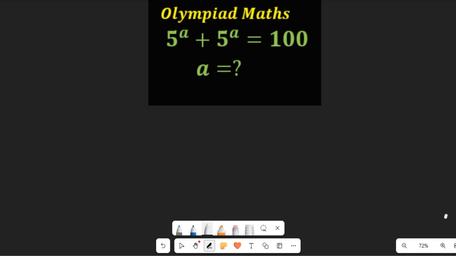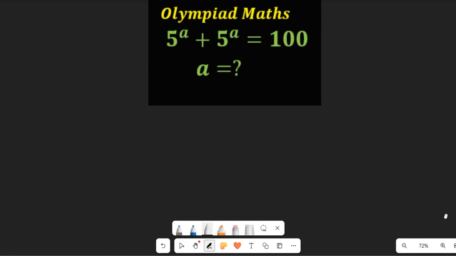Hello, let's solve for the value of a in 5 to the power of a plus 5 to the power of a equal to 100. Now, if you are given this question, how do we go about finding the value of a? Join me as we solve this.